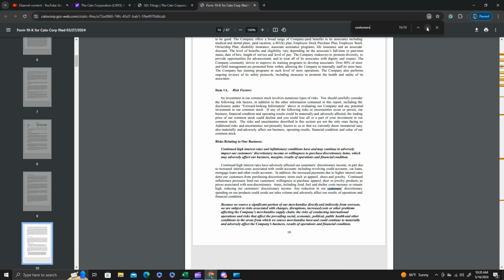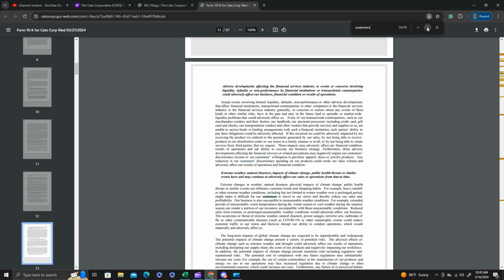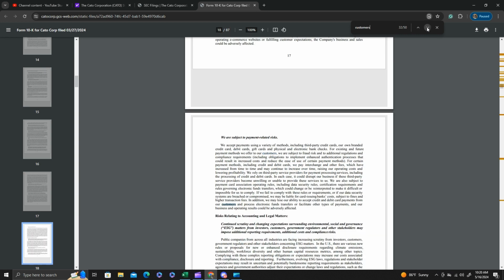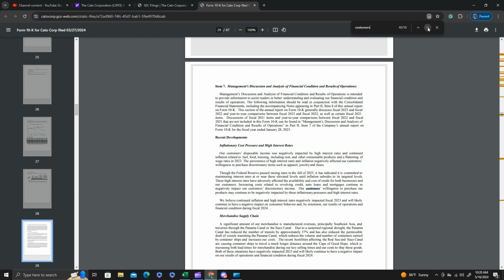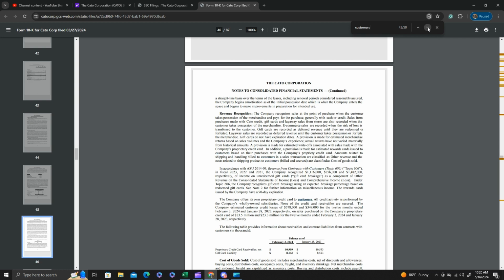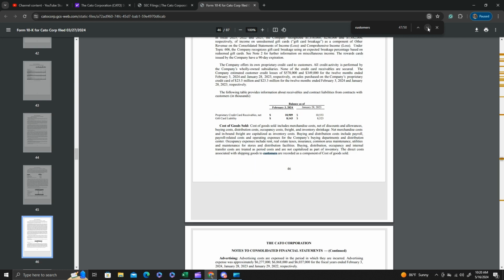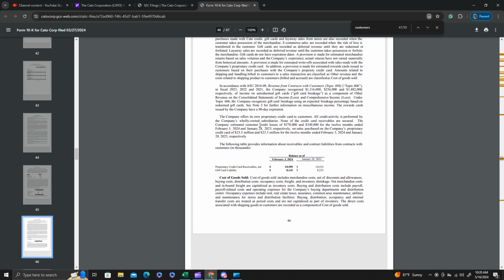Okay, so this could be just people purchasing stuff on credit. Maybe they have a... Do they have a credit card? I don't know. But okay, here we go. So it's gift cards and credit cards. Okay. Offers its own. Okay, so they have their own credit card. So that's probably what these accounts receivables are.